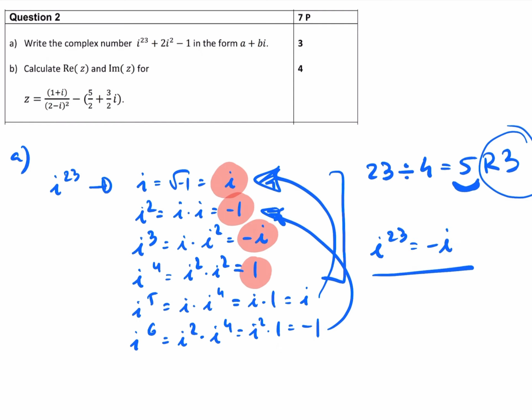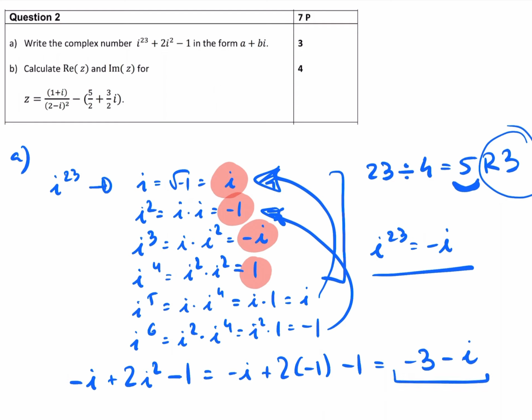That's the first part. -i plus 2i squared minus 1 is equal to -i plus 2 times i squared, which is -1. So it's -2 minus 1. So what we actually get here is -3 minus i. And this is the required form.